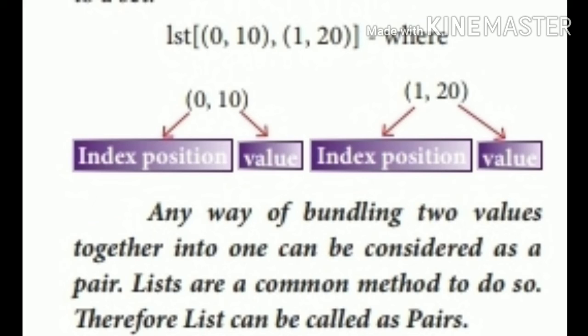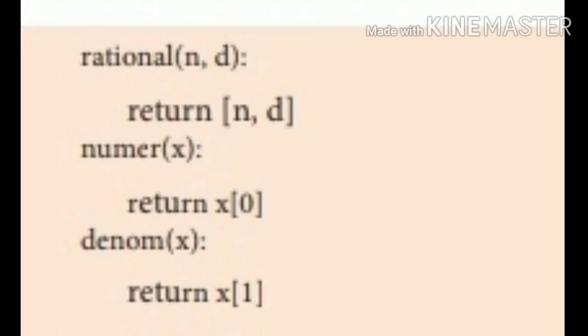Okay. Next concept is representing rational numbers using list. Already we have seen rational numbers. For that example we use abstract data type. Here we use list. Here rational of n comma d returns n comma d within square brackets, we use square brackets, that is considered as a list of elements. Okay, n comma d, and then numer of x is written as x of 0, the value of n is displayed here.